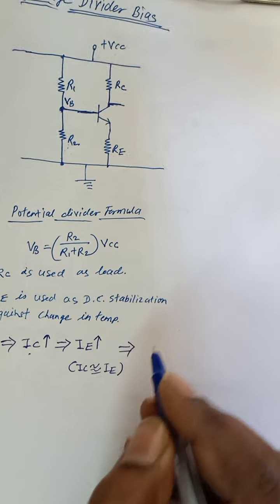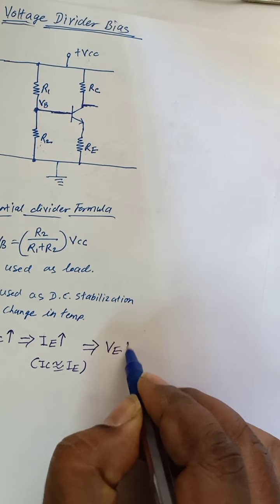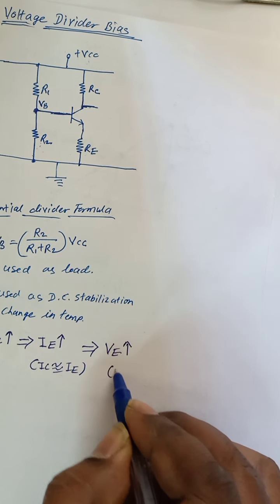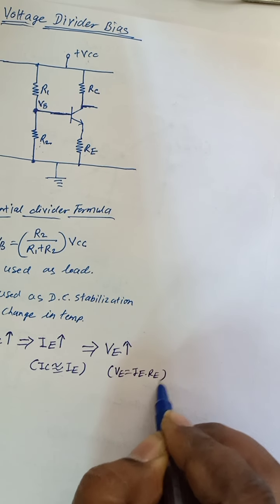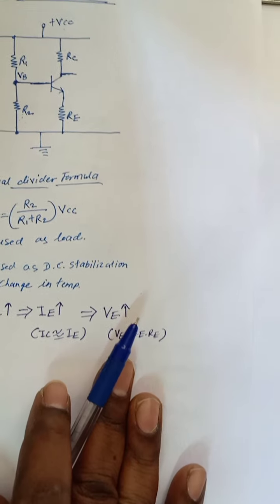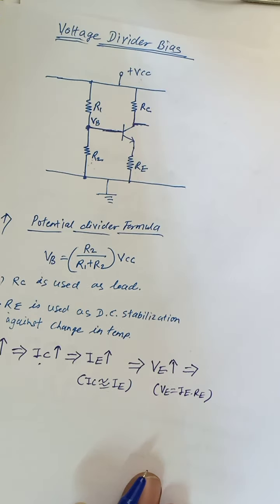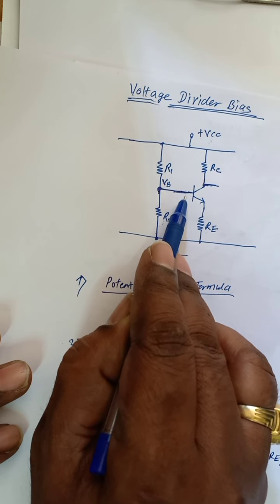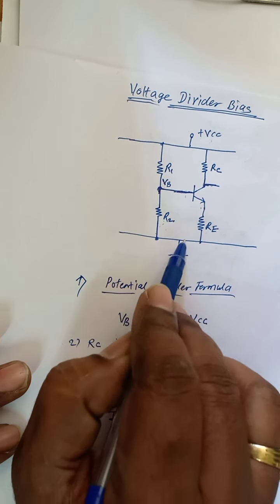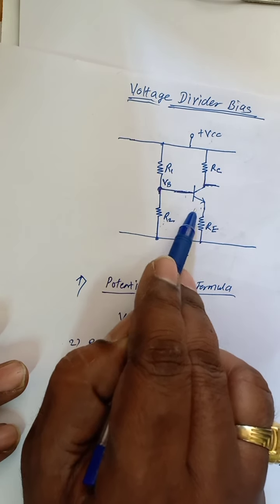As IE increases, VE also increases. This VE is the voltage across this RE, because VE equals IE into RE. As VE increases, what happens? If we consider this loop, base voltage equals the voltage across base to emitter plus the voltage across this resistor RE. So VB equals this voltage plus this voltage.